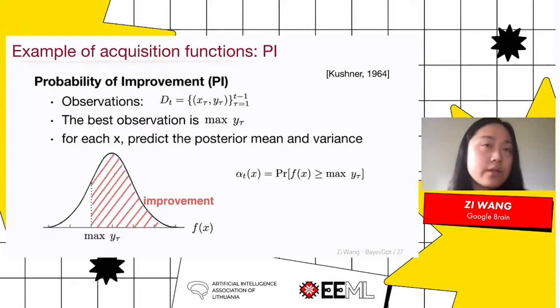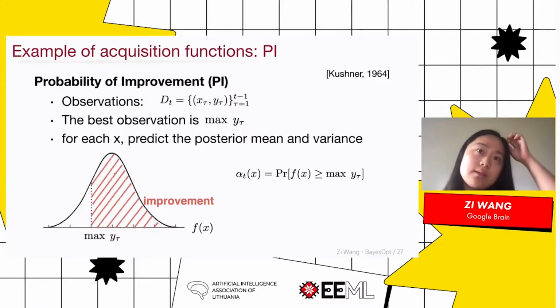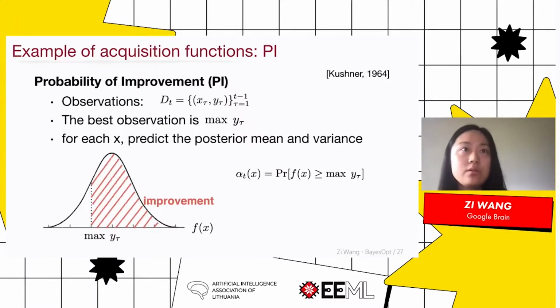As an illustration, if you look at this particular plot, recall that our function f of x, if we just look at one single point, is a Gaussian distribution. If we look at multiple points, it's a multivariate Gaussian distribution. So here we just look at one particular point, f of x, and we're going to cut our distribution at max of y tau. And then we take a look at all the probability that the function f of x is improving upon this max value, and we're using that as our acquisition function. And this also makes a lot of sense, right?